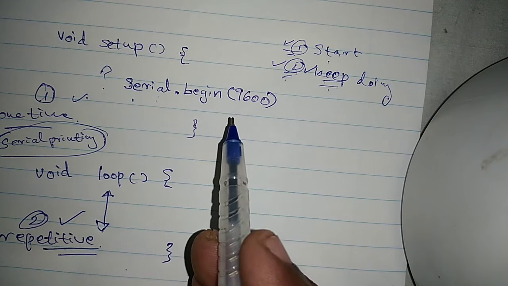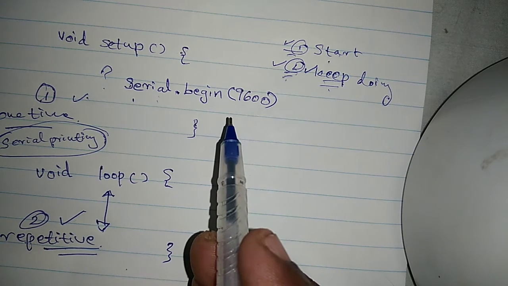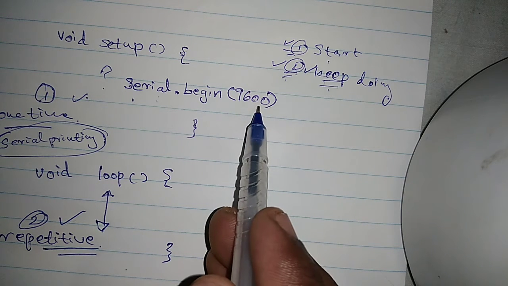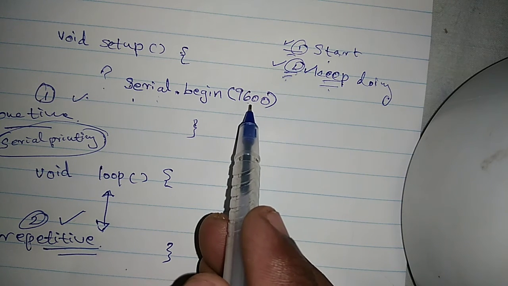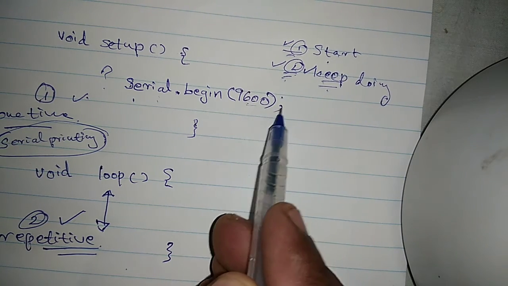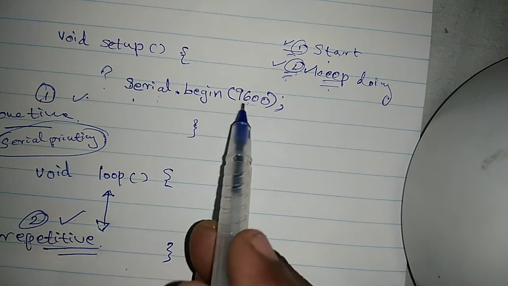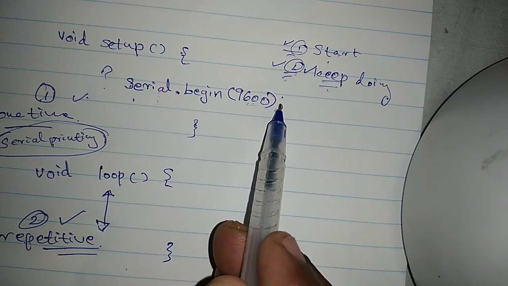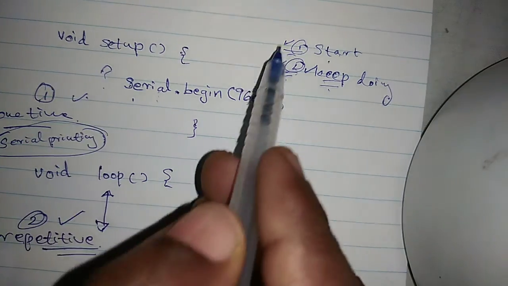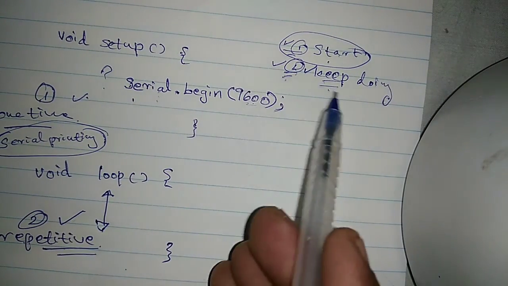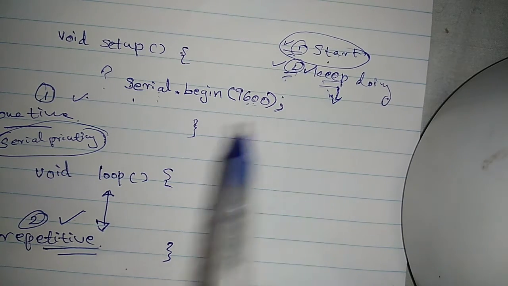So at this speed the Arduino is sending the data to the computer, and the computer also should be ready to receive the data at the same speed. So 9600 is an available speed, so you can use the same speed. And also add a semicolon here. Remember, in every programming language, at the end of every command you have to add a semicolon. So that means now we have done this, we have started the process. Now we have to keep sending the data.